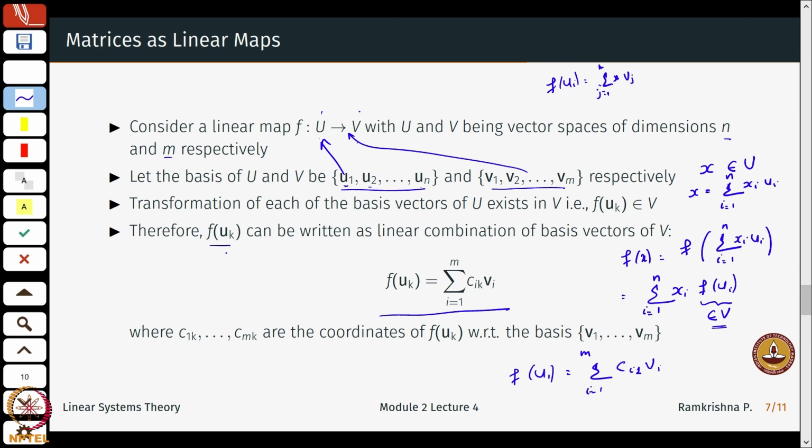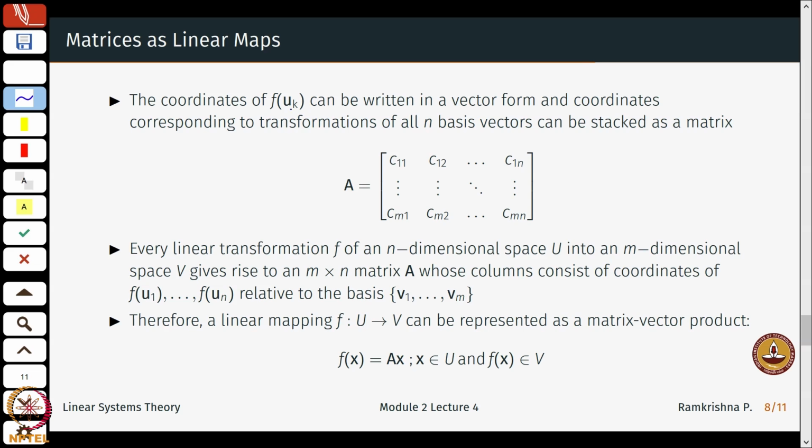So, f of uk can be written, because f of uk is a vector in v, and therefore it can be written as a linear combination of basis vectors of v. Okay. And let us denote those coefficients as c i k as shown here. So, the coordinates of f of uk can be written in a vector form, and if I generalize this to all n basis vectors u1 till un, then I can write the map which transforms all these vectors u1 till un into v via the map f by just this matrix representation.